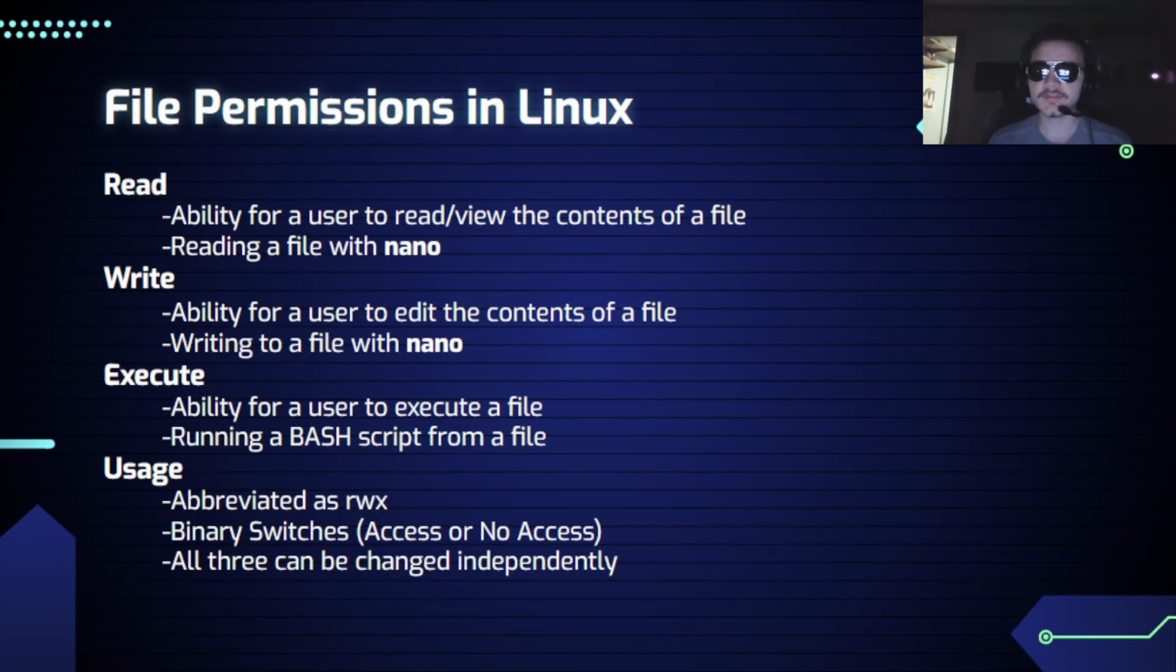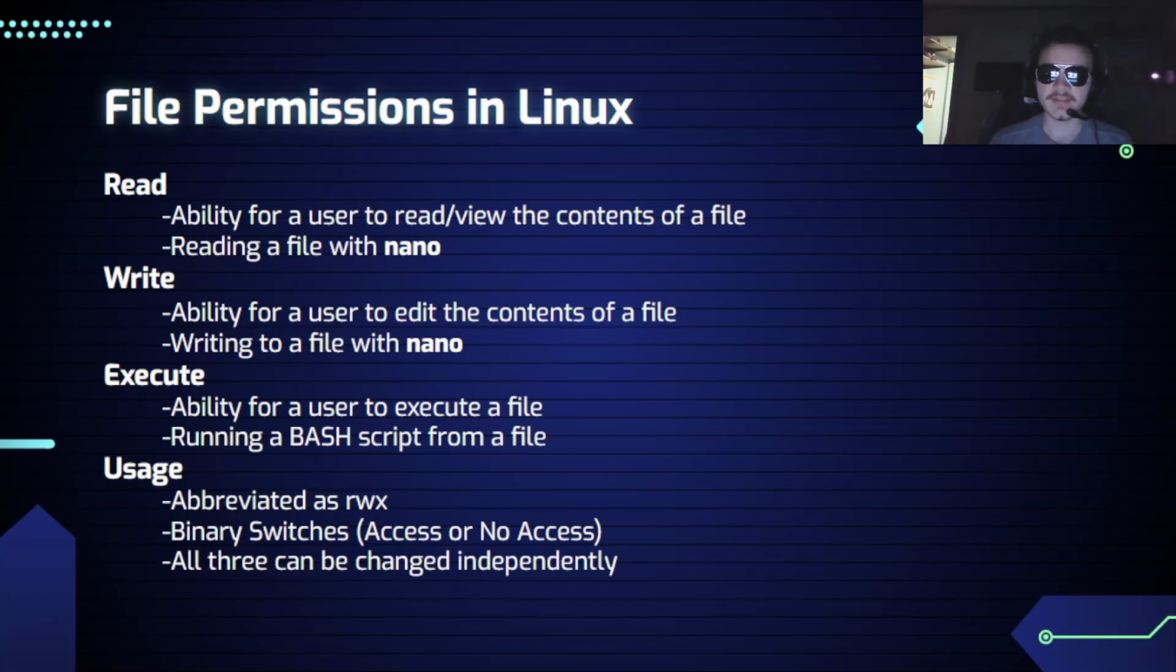How file permissions function in Linux. Basically, file permissions are separated into three categories. We have read, which is the ability for a user to read/view the contents of a file. An example of this would be reading a file with nano. We have write, which is the ability for a user to edit the contents of a file. An example of this would be writing to a file with nano as well, but not reading, writing it. And finally, execute, which is the ability for a user to execute a file. An example will be running a bash script from a file, which we will cover later.